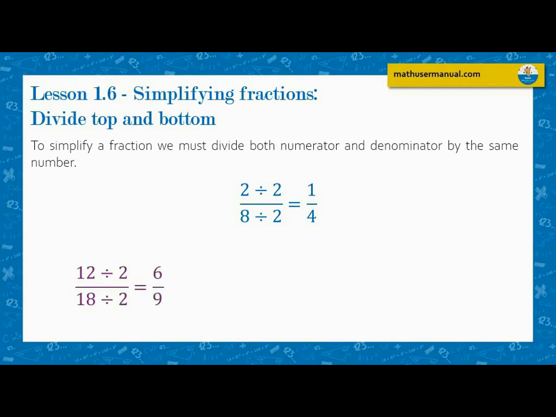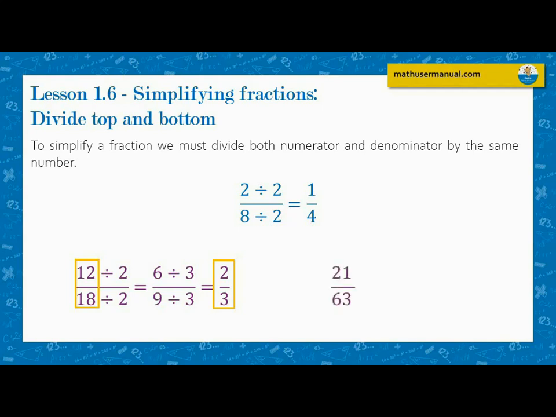But we can actually go further. We don't have to stop there. Because 6 and 9, well, they're not divisible by 2, but they're both divisible by 3. So we can divide 6 by 3 and 9 by 3, leaving us with 2 over 3. So 2 over 3 is the simplest version of 12 over 18. They are equivalent fractions, but 2 over 3 is simpler than 12 over 18.